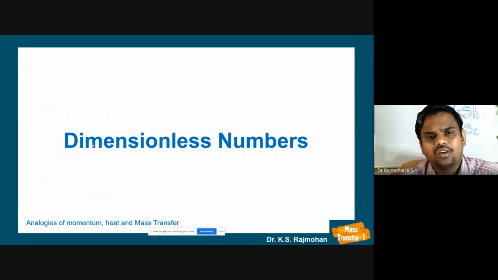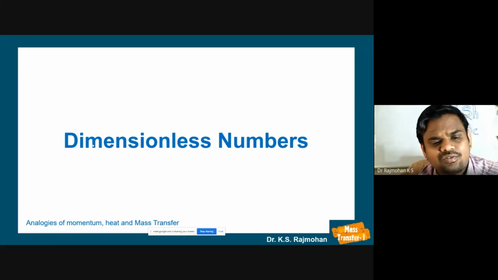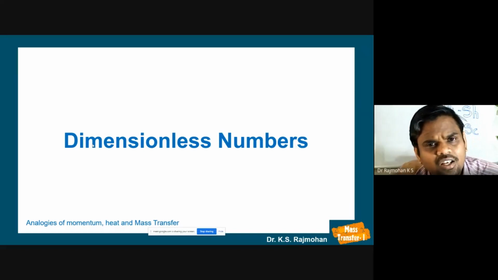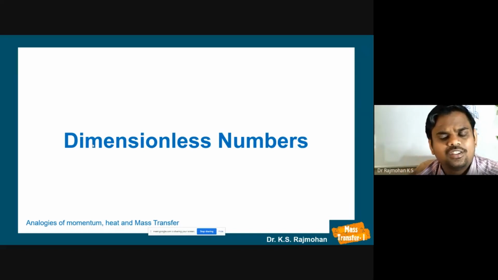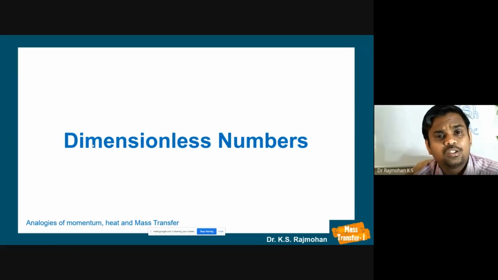I think you have been using Reynolds number in fluid mechanics, power number when you talk about pumps, right? So we have power number, Reynolds number in fluid mechanics, which we might have used, and also we have friction factor f in fluid mechanics. So that we can bring in some analogies for momentum, heat and mass transfer using the dimensionless numbers, as I told earlier also. The heat transfer coefficient and mass transfer coefficients are difficult to measure experimentally.